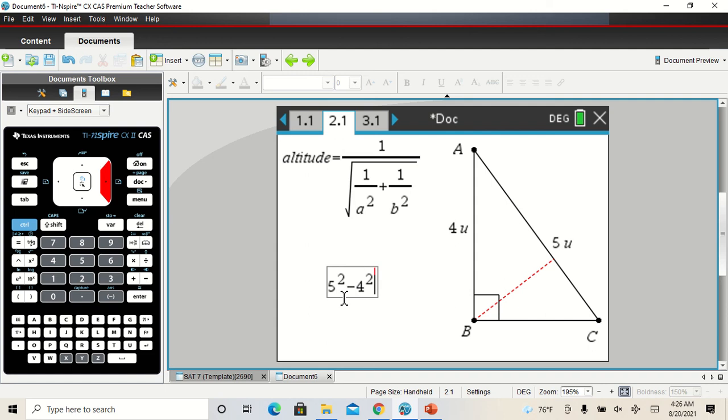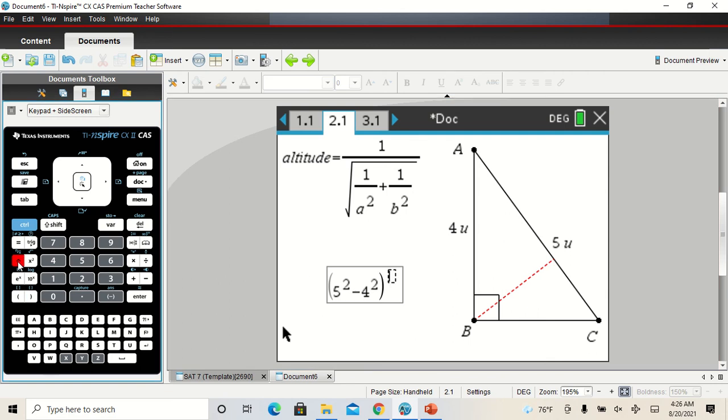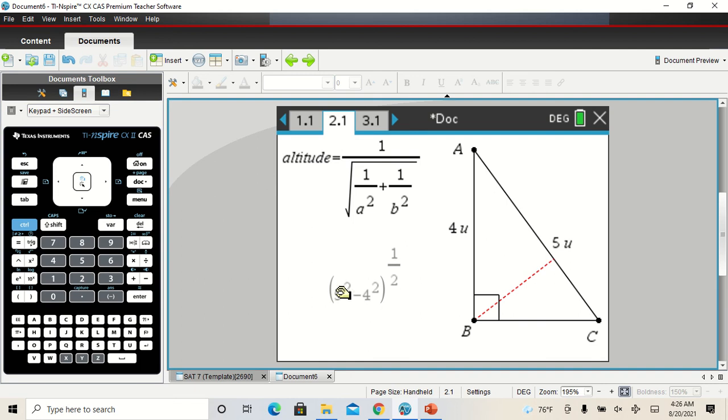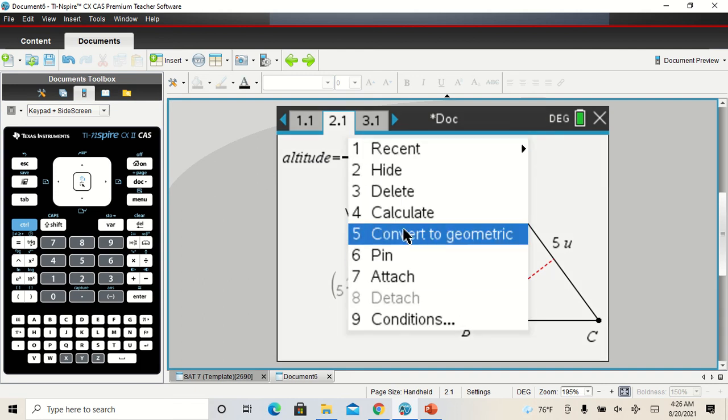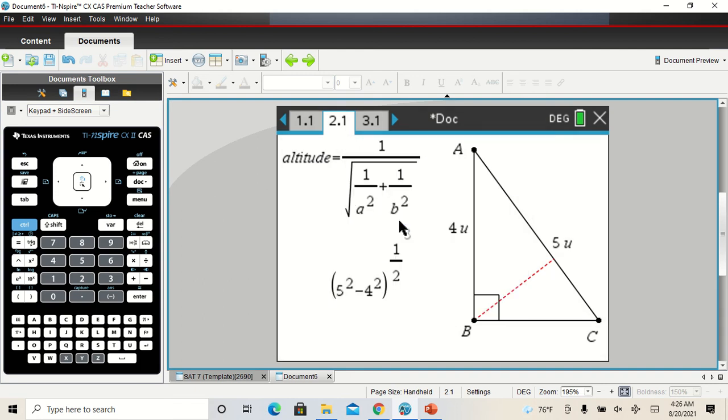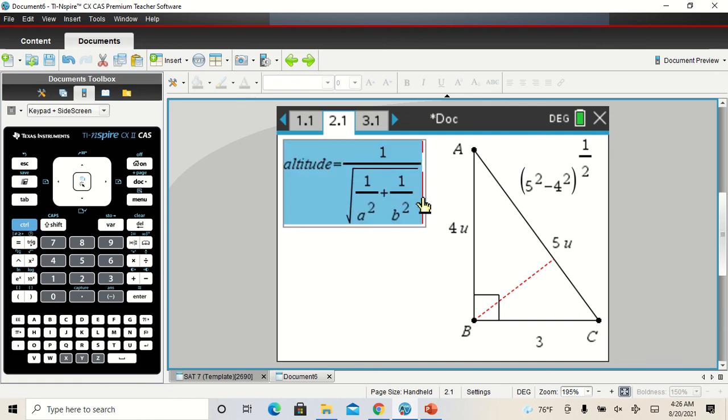And what some of you should remember from algebra, anything to the 1/2 power is the same thing as a square root. So 1 divided by 2 is the square root. Same thing as a square root. So, and I'm just going to calculate that. And it told me that this side is 3, which stands to reason because this is a 3, 4, 5 triangle.